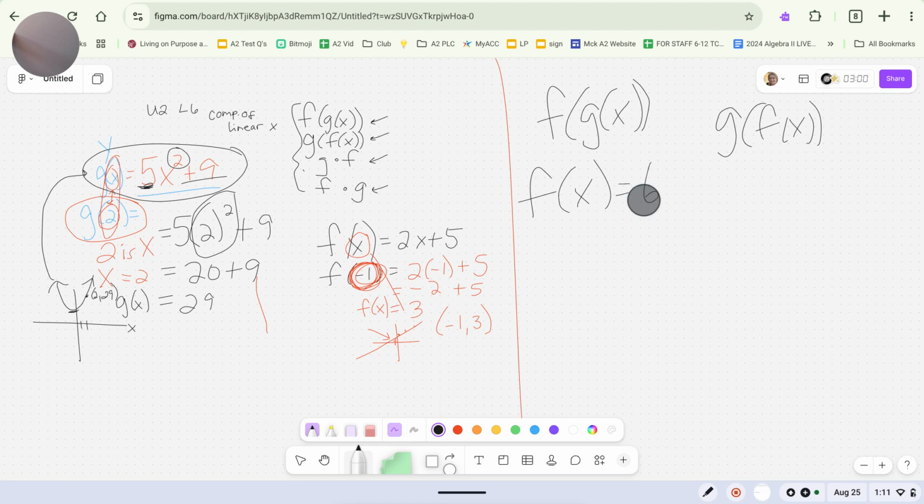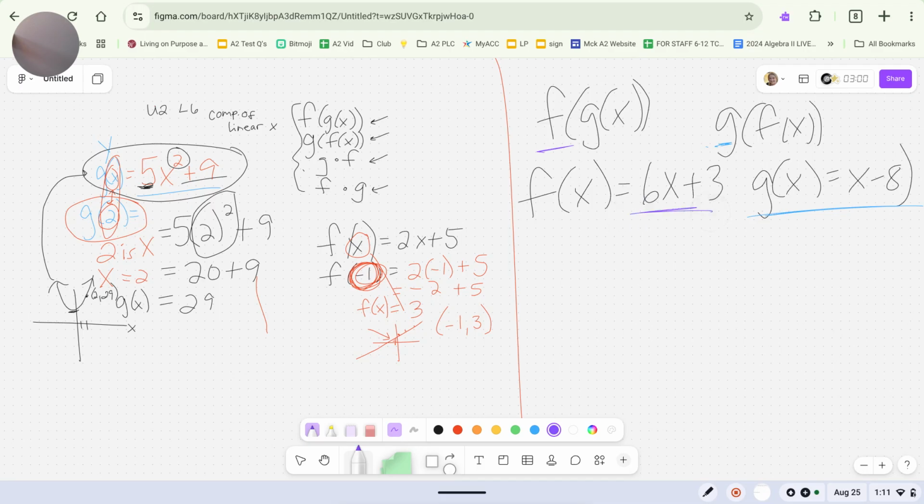I'm going to say 6x plus 3, and then my g of x is going to be x minus 8. Okay, so that's what that's going to be. Now, that tells me that my g of x is this, and my f of x is this.